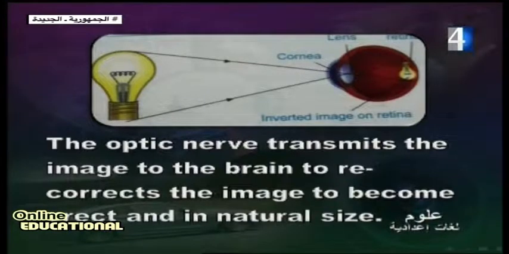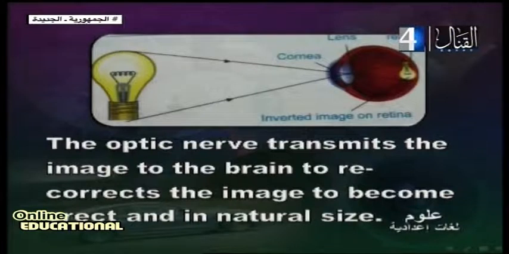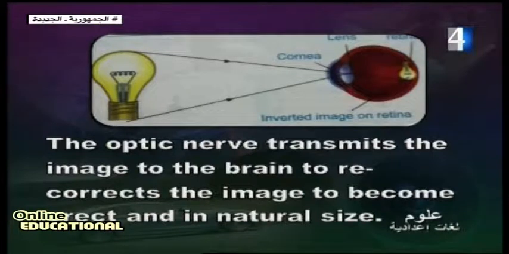Okay, at the end of the eye, there is a nerve called the optic nerve. The optic nerve sends the image to the brain, and the brain corrects the image and it becomes erect or upright again and its normal size. So again, the image is formed inside the eye inverted, real, and small in size, but the brain corrects it again.